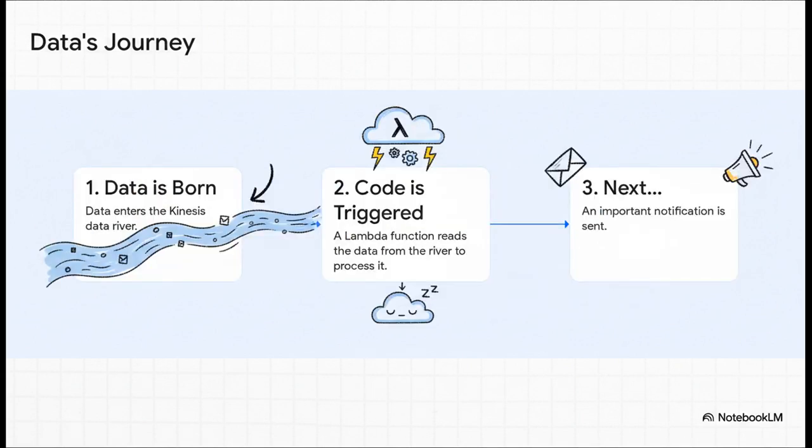Okay, now for the really cool part, the magic of serverless. Our Lambda function isn't running all the time, wasting money. Nope, it's just set up to watch the Kinesis river. The second new data appears, AWS instantly wakes up our function and hands it that data. Our code runs, it processes the information, maybe it counts the click or analyzes what was clicked, and then it goes right back to sleep, costing us nothing.